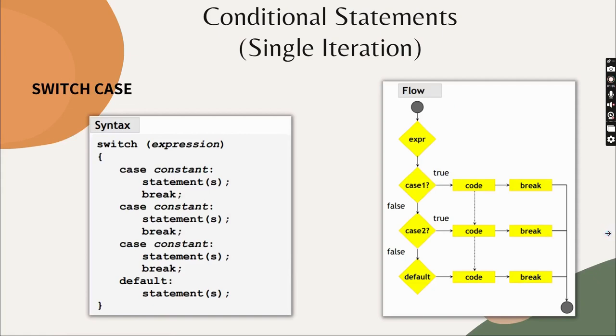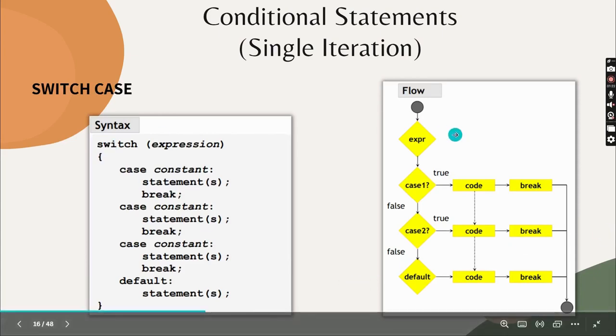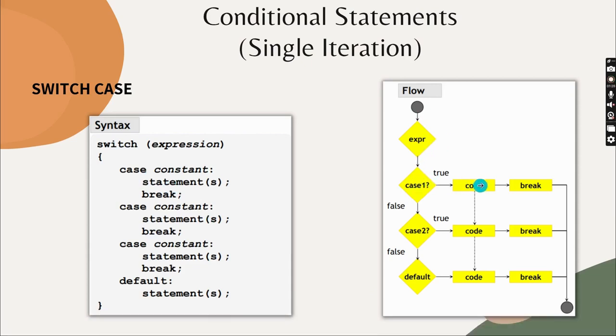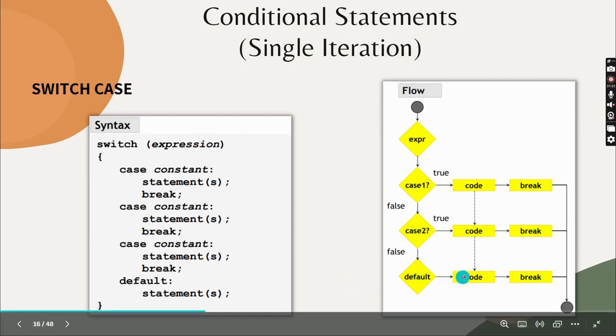When we come to a switch case, switch case is used when we want to run many conditions at a time. See here, this is the switch expression. If our case 1 is true, this code is done. If our case 2 is true, this code is done. And otherwise, the default code is done.